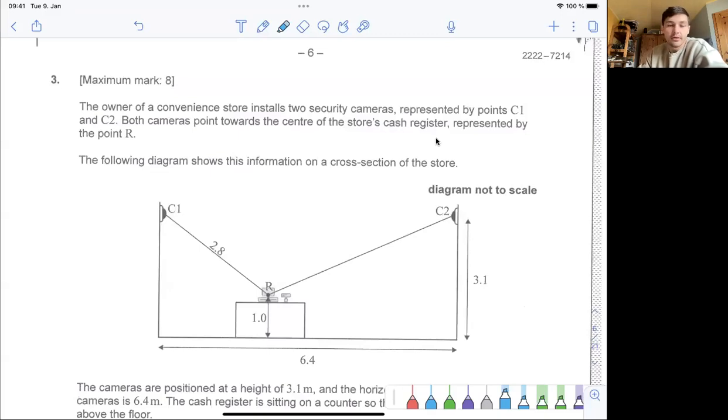Question 3. The owner of a convenience store installs 2 security cameras represented by point C1 and C2. Both cameras point towards the center of the store's cash register, represented by the point R. The following diagram shows this information on a cross-section of the store.